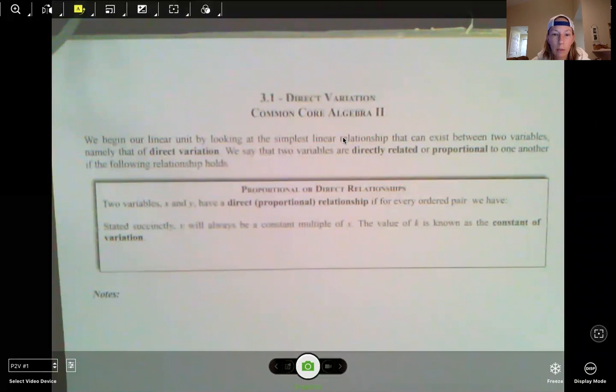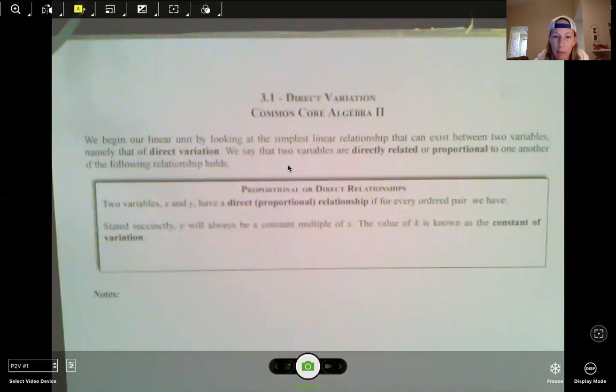I am going to go through section 3.1 with you guys. This is probably something that you saw before in geometry and maybe a little bit in Algebra 1, but it's called direct variation. And this is the beginning of our linear unit. I think we'll be covering the first three sections of unit three prior to winter break. So this is the first one, and you guys probably remember it.